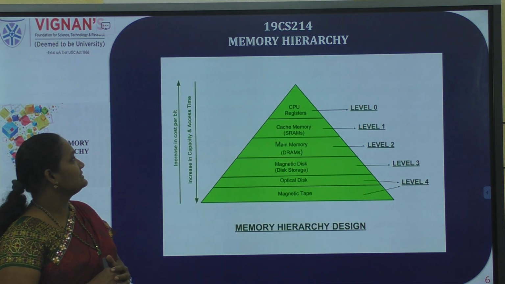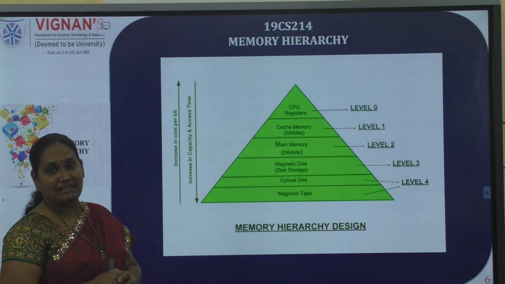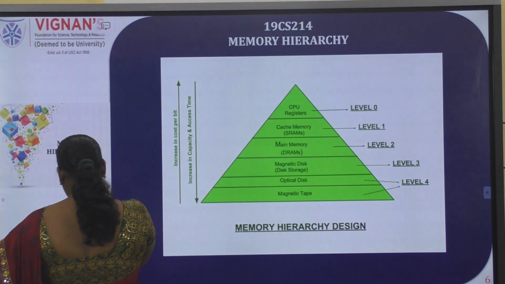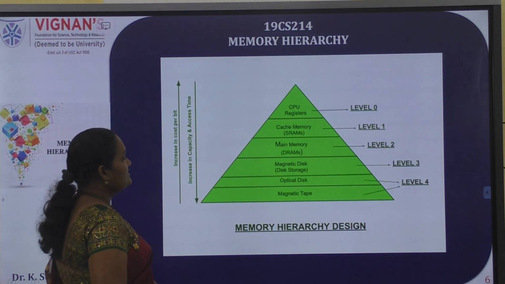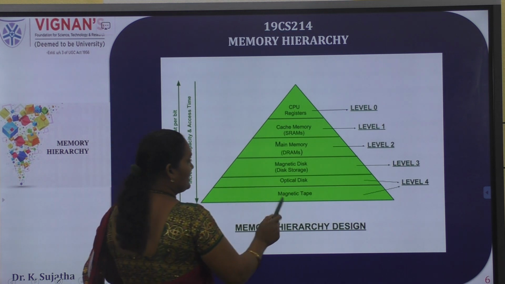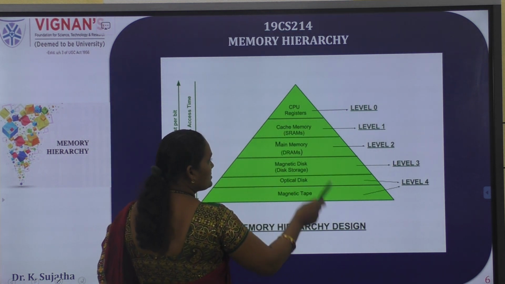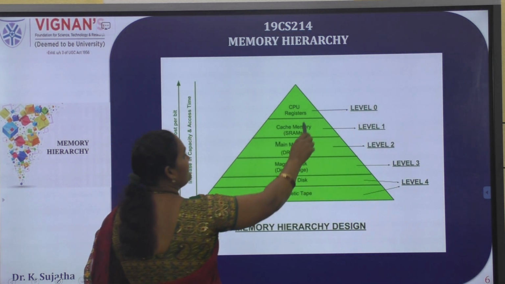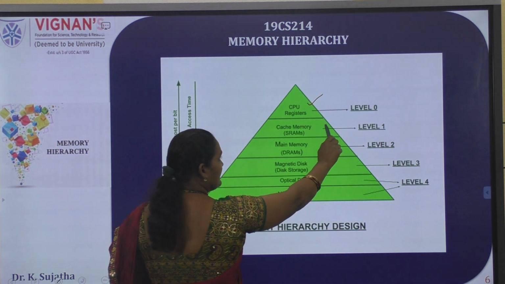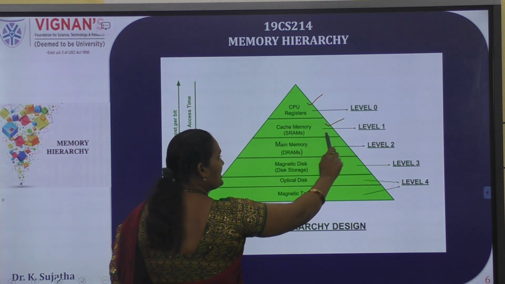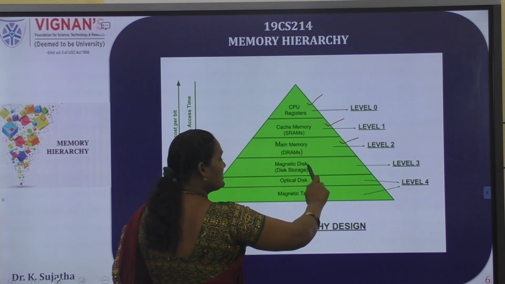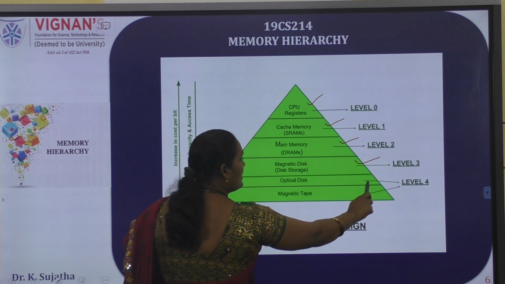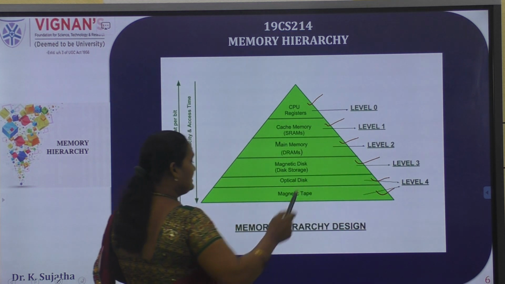Coming to this diagram, which indicates the hierarchical representation of memory, let us see how a memory hierarchy is represented and what the various memories are. We represent all the memories in levels. In level 0 we have CPU registers. In level 1 we have cache memory. In level 2 we have main memory, and in level 3 we have magnetic disks. In level 4 we have optical disc and magnetic tape.